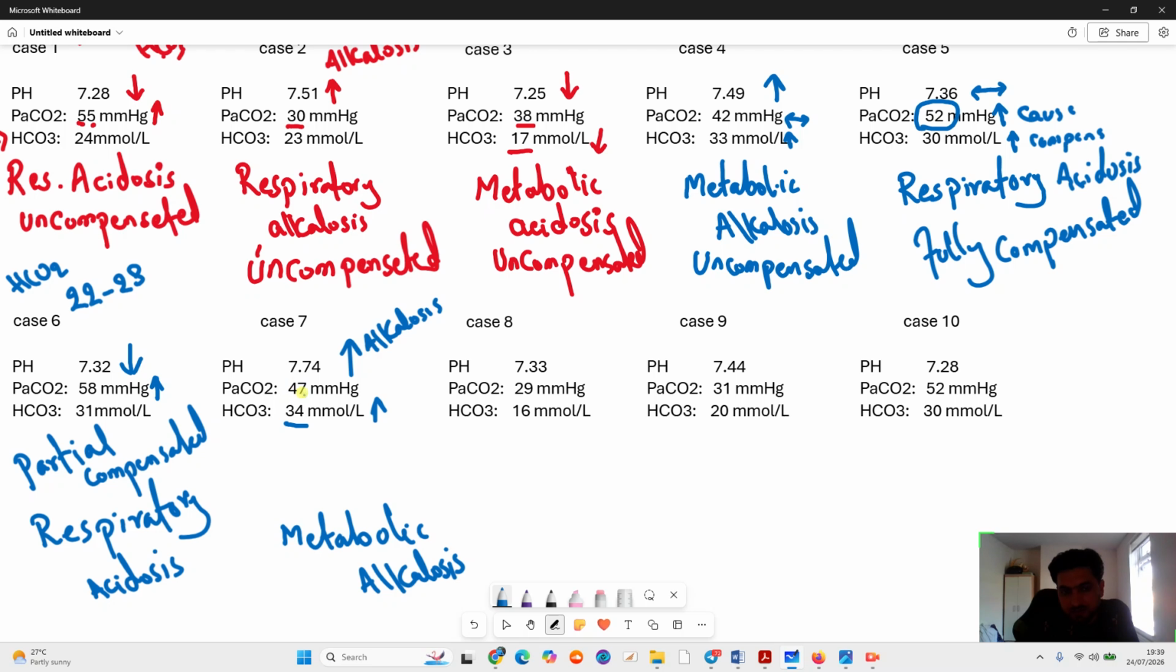So is the respiratory system compensating or not? Yes, it tried. The respiratory system tried, but still didn't. So it's partially compensated metabolic alkalosis. Now look at case number 8. The pH is less. So what does it mean? Acidosis. So look for acidosis.